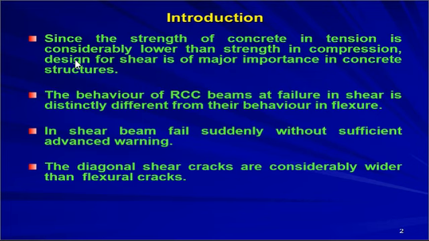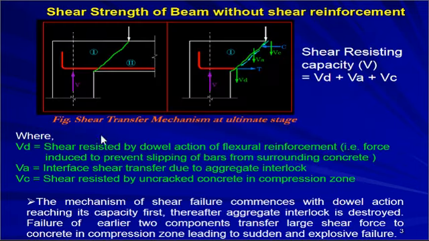Since the strength of concrete in tension is considerably lower than strength in compression, design for shear is of major importance in concrete structures. The behavior of RCC beams at failure in shear is distinctly different from their behavior in flexure. In shear, beams fail suddenly without sufficient advance warning, and the diagonal shear cracks are considerably wider than flexural cracks. Let's try to understand this mechanism with these two diagrams.